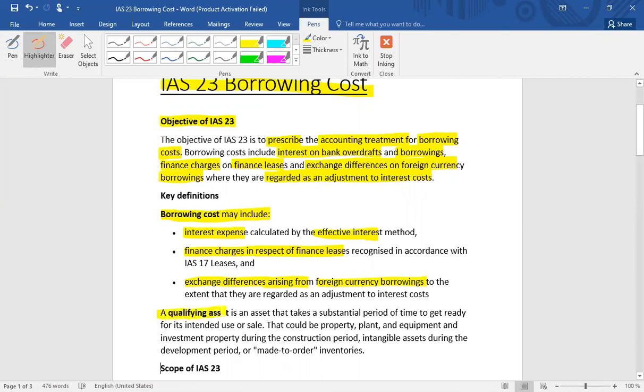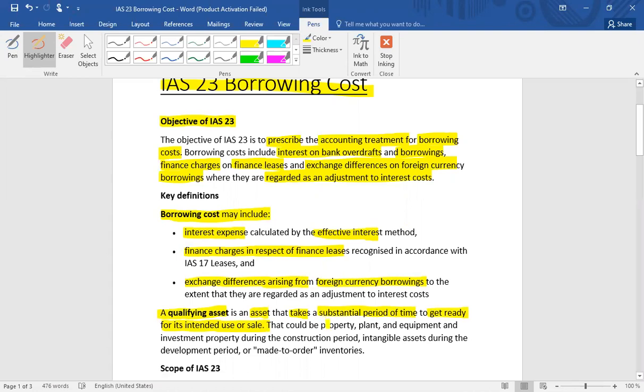A qualifying asset is any asset that takes a substantial period of time to get ready for its intended use or sale. For example, you're planning to develop property, plant and equipment. You're planning to establish a building. You're planning to construct a building. So obviously, that building construction requires a substantial period of time to get ready for its intended use or sale. So that means the construction of building is a qualifying asset.